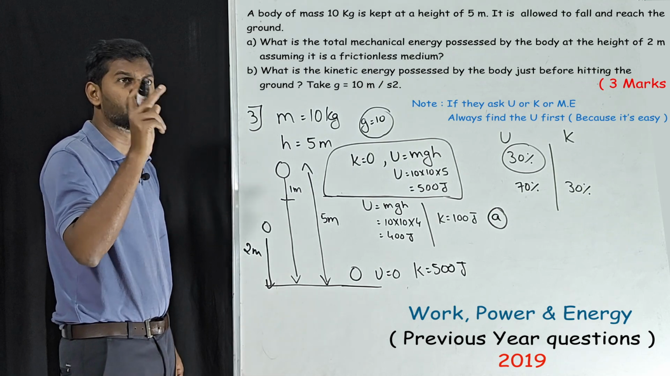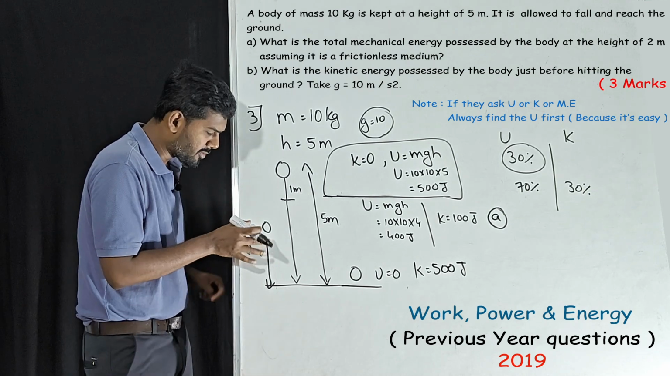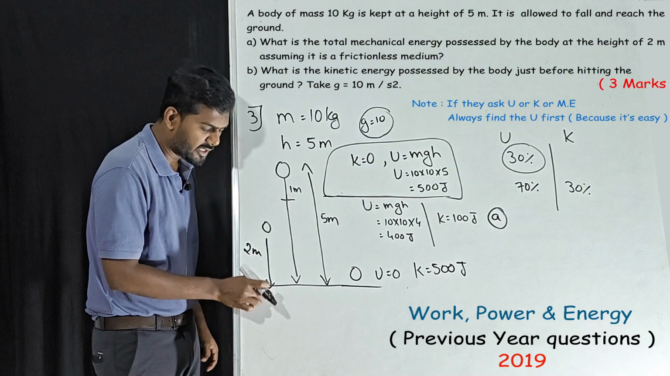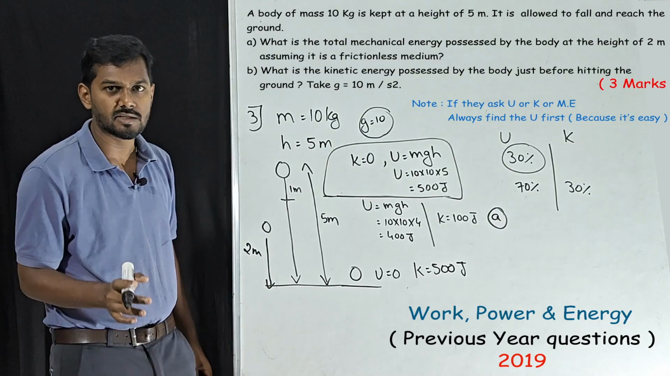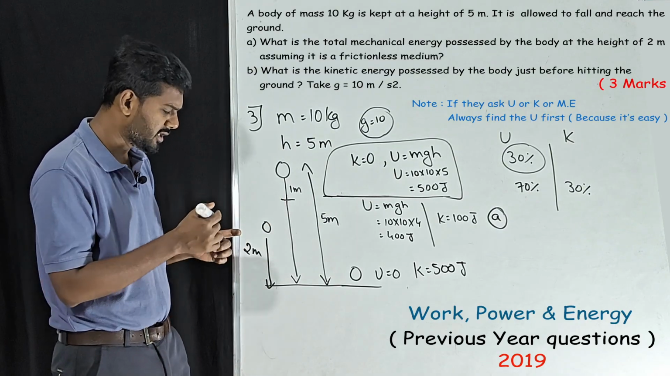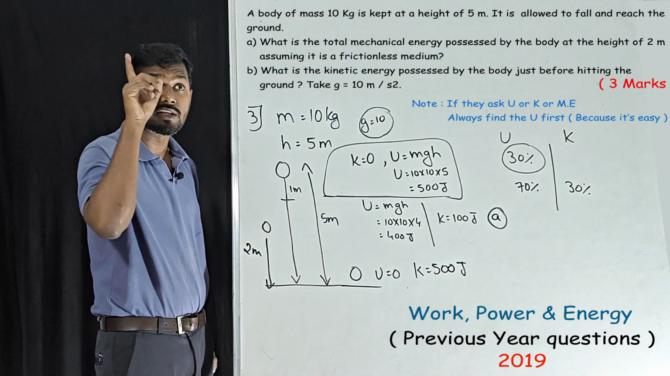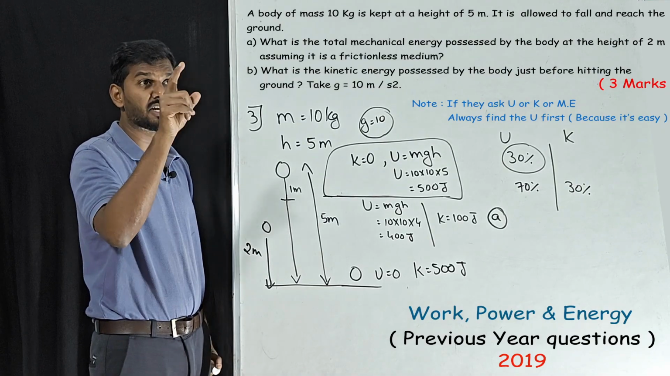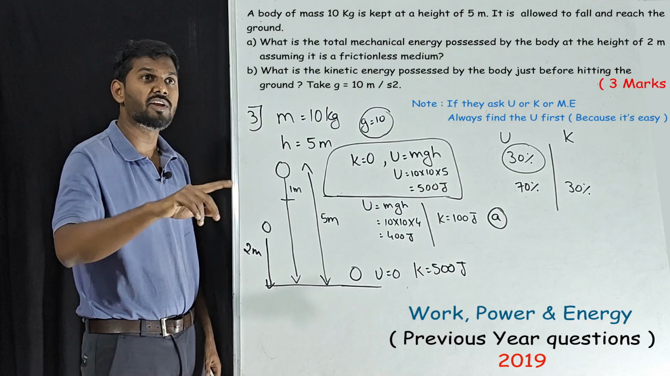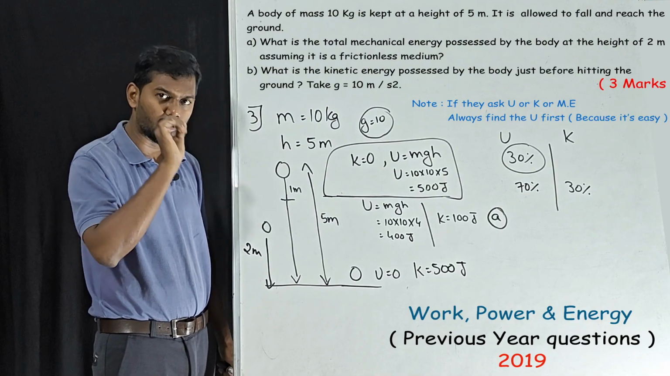Assuming it is a frictionless medium. Assume the ball is here somewhere. The remaining height is 2 meter, and we need to find the total mechanical energy. We know mechanical energy remains constant if it is a frictionless medium. This is very, very important. Frictionless medium is the keyword here. If the medium has friction, then I'll teach you how to do that.